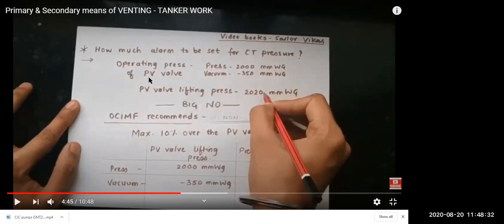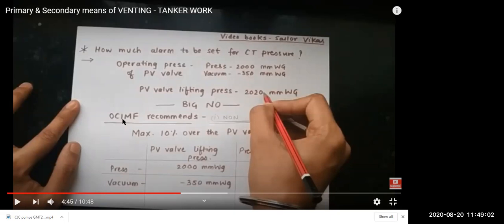So if your PV valve is operating at 2000 mm of water gauge on the positive side and vacuum at -350, and we want to set the PV valve alarm, can we set it at 2020? No, the alarm should have a little bit of difference from the pressure setting, because we should get an alarm before or after as per the requirement.